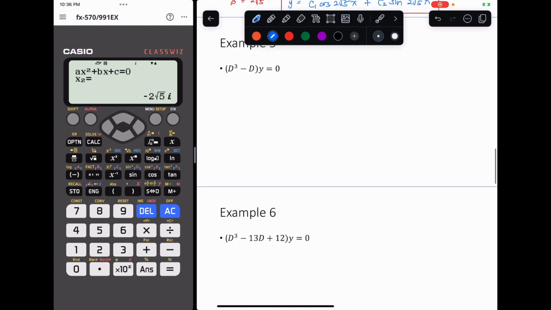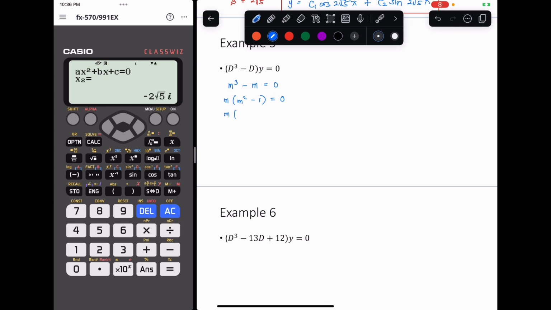So this one would be m cubed minus m is equal to 0. So m cubed minus m is equal to 0. So how do we find the solution of this? We can factor out m, and then I'll have m squared minus 1 is equal to 0.